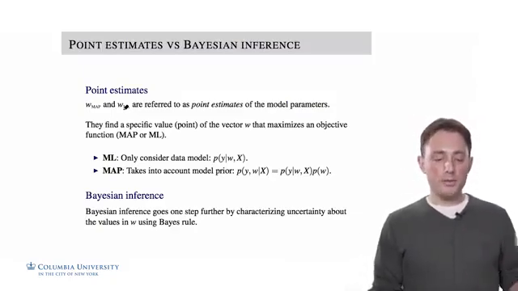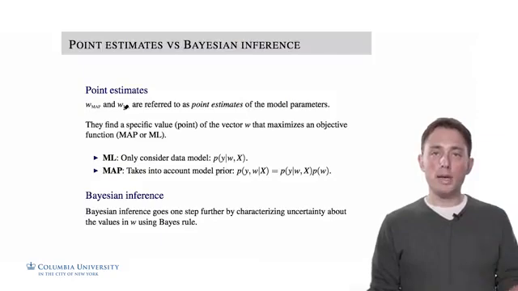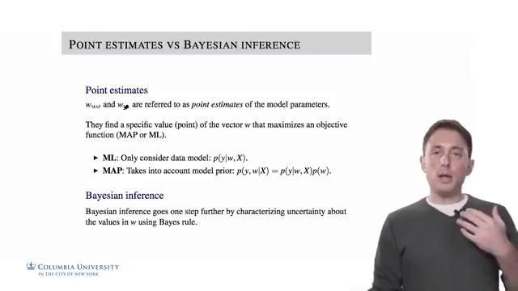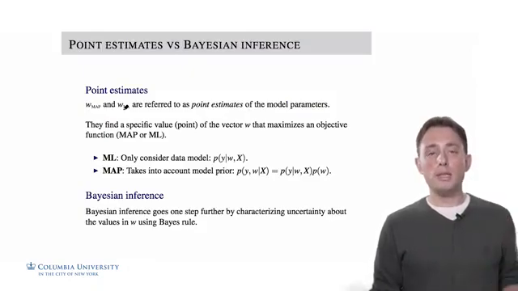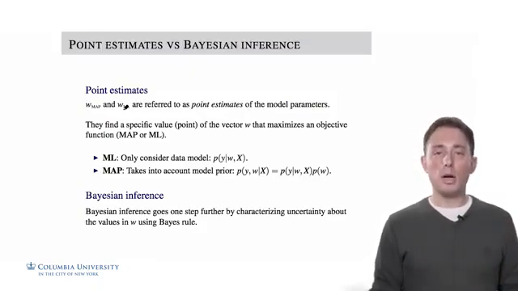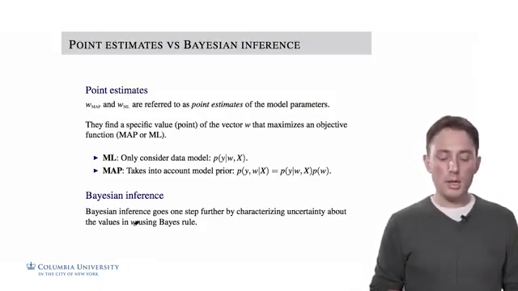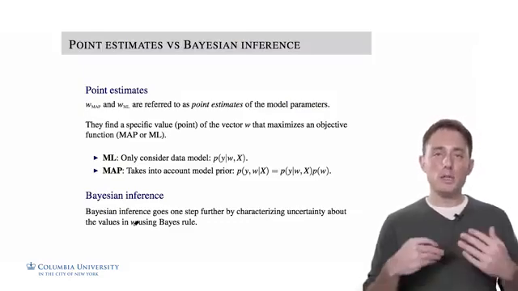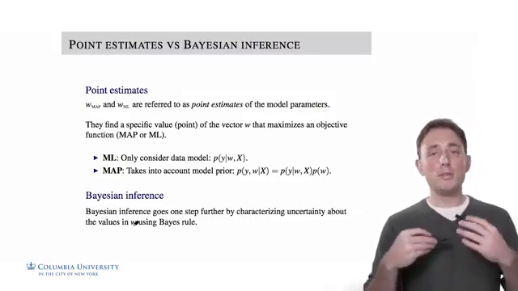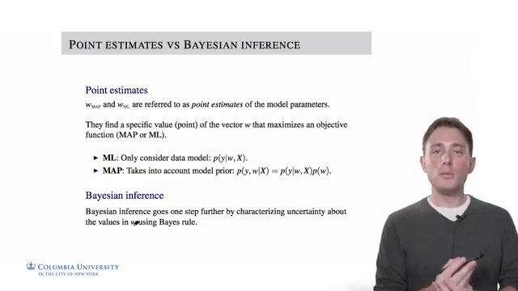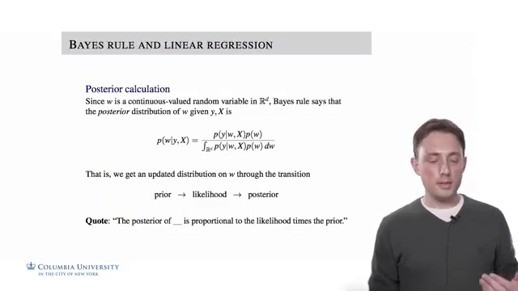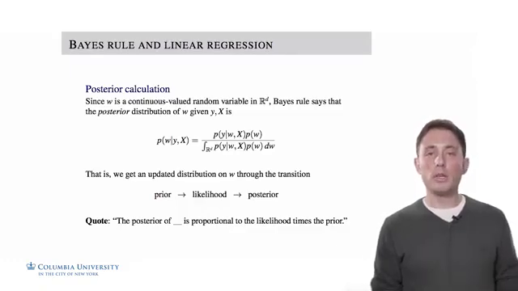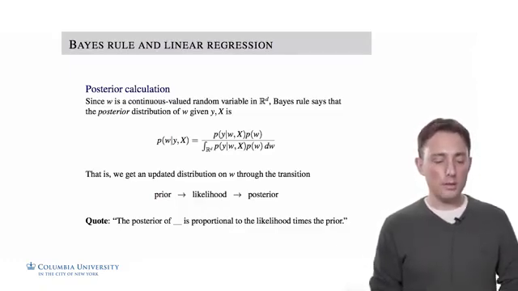So Bayesian inference, instead of returning a point estimate, is going to try to define or return a probability distribution on the unknown model variable, in this case w, given the data. So Bayesian inference, instead of returning a specific w, is going to return a distribution on w. So let's look at Bayes' rule and the linear regression problem that we've been discussing thus far.